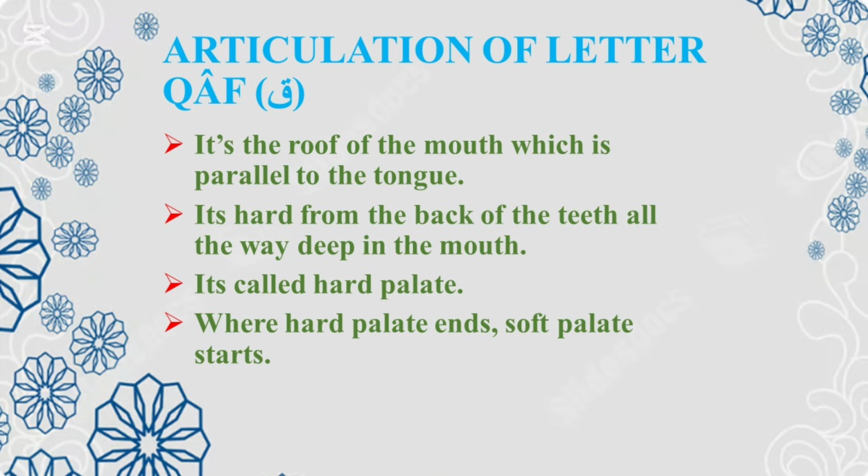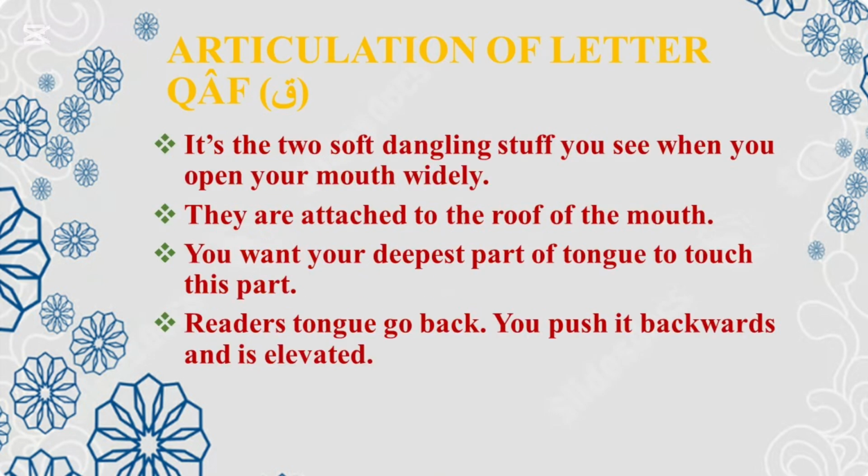It's the roof of the mouth, which is parallel to the tongue. It's hard from the back of the teeth all the way deep in the mouth. It's called the hard palate. Now, where the hard palate ends, the soft palate starts. It's the two soft dangling things that you see when you open your mouth wide. They're attached to the roof of the mouth.